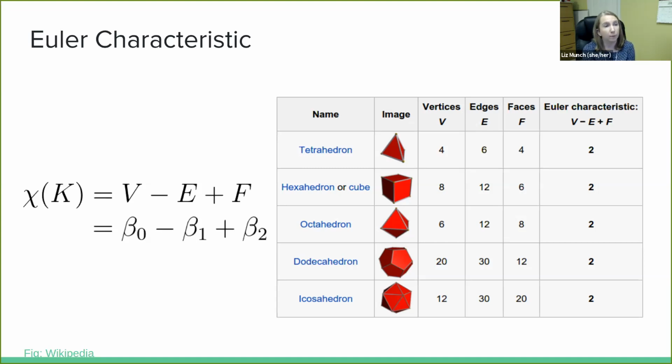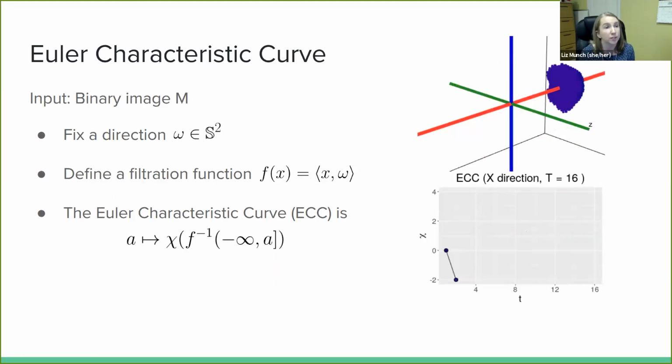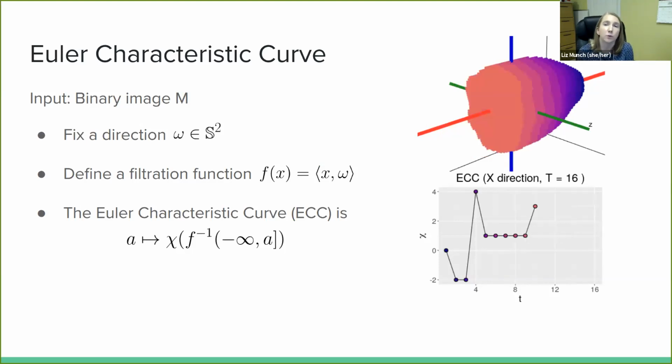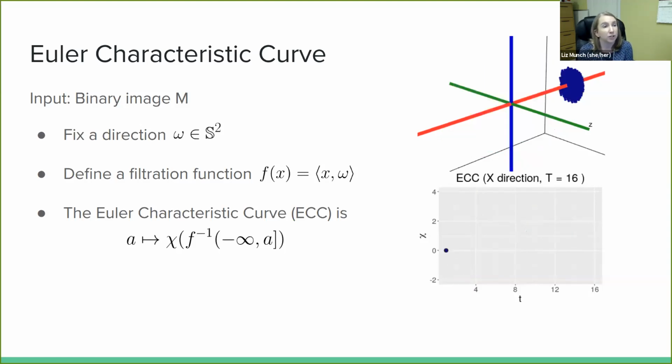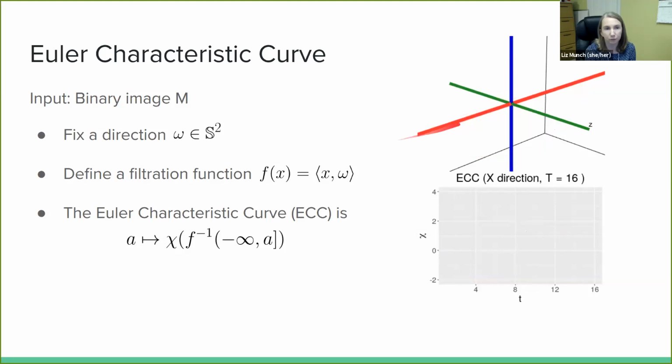So the Euler characteristic by itself is a bit too simple for our purposes. It doesn't really tell us enough, because our seeds are also indistinguishable from spheres. So instead, what we're going to look at is what's called the Euler characteristic curve. All right, so here's the idea. If I have some sort of binary image, in my example, I'm going to fix a direction. So that's going to be my omega. In my example over here, my omega is pointing in the direction of this red line going that way.